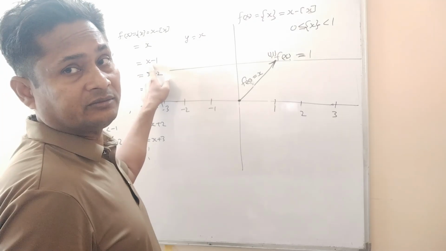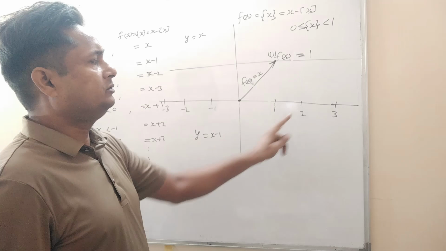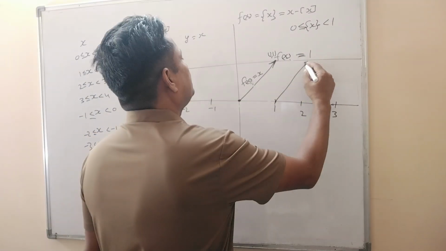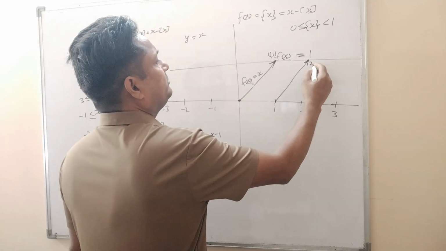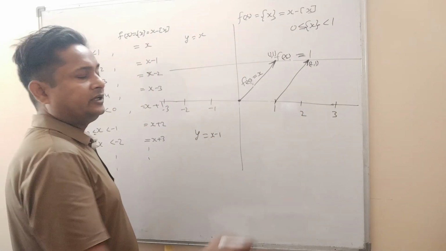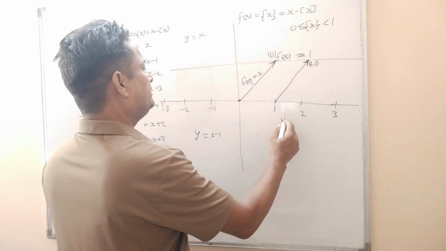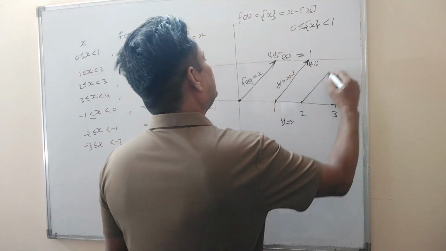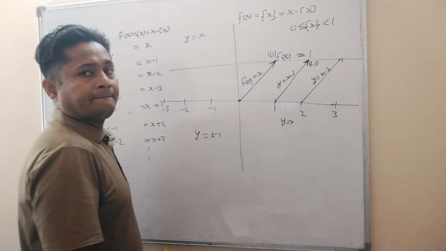x minus 1. That means y equal to x minus 1 in 1 to 2. If you draw this line in this interval, the graph will be like this one. And this point will be (2, 1). The value 1 will not be reached by f(x). In 2 to 3, what will the graph be? In this interval it will be y equal to x minus 1, and in this interval y will be x minus 2 and so on.